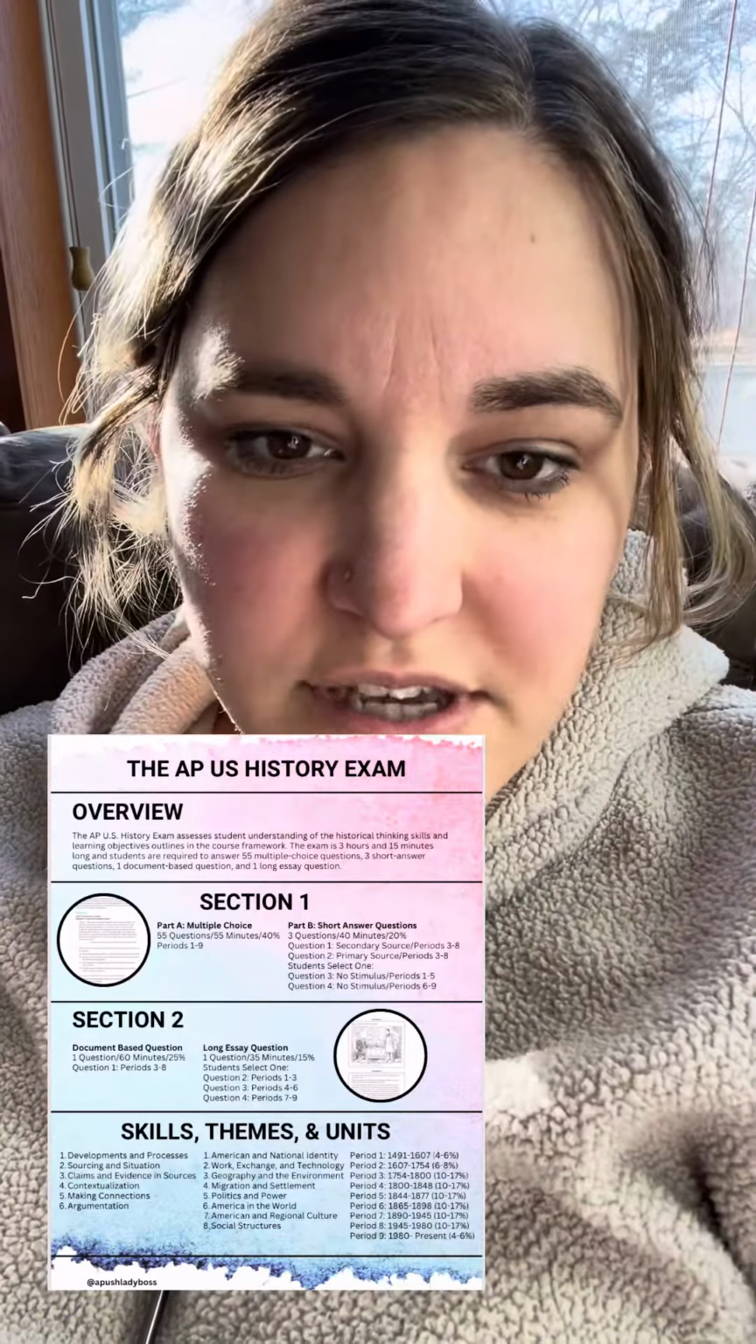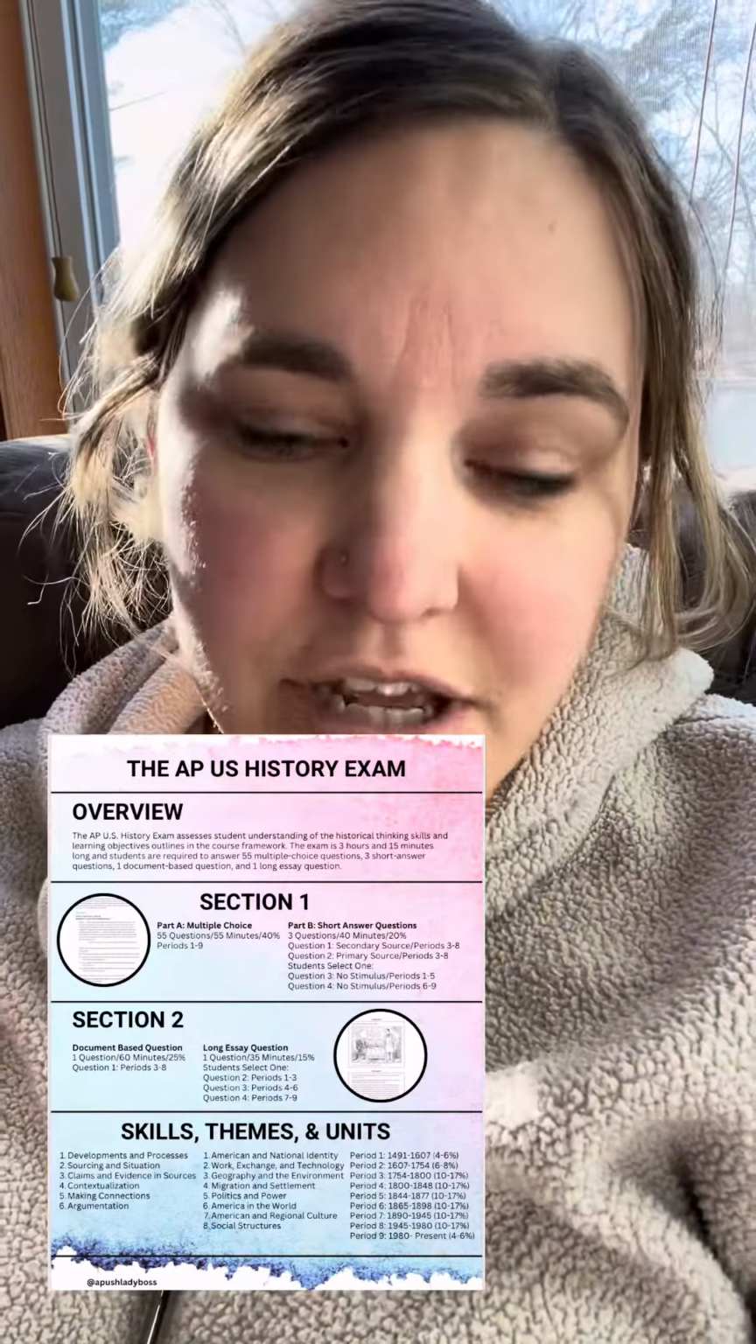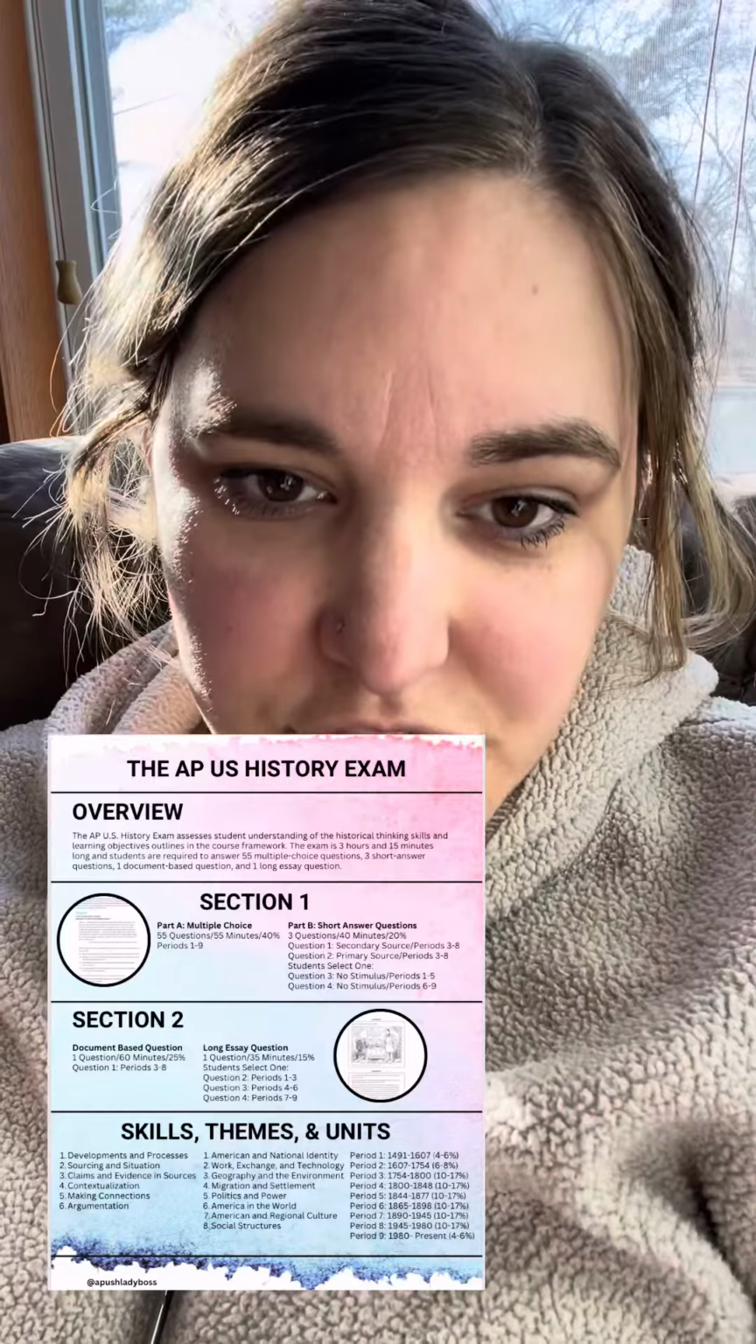The short answer part, though, is going to be a little bit more complex. So there's going to be 4 questions given to you. You have to answer question number 1, which is going to be based off of a secondary source or 2 secondary sources. And then the second question is going to be a primary source, which could be text or image. And then questions 3 and 4, you have an option. You have to answer 1 out of the 2, and they are going to cover different time periods.